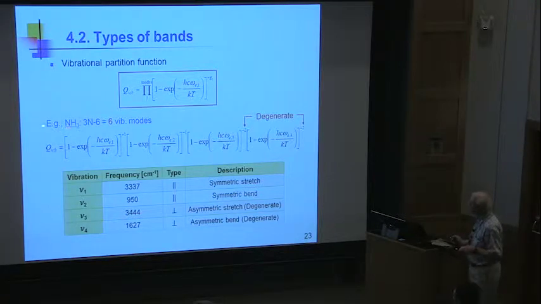So here's the example for ammonia. Ammonia has 6 vibrational modes. So the overall partition function would be 1 minus e to the minus h nu over kT, to the minus 1, minus 1. Now we have to go to 2 because of the degeneracy, 2. So overall it is 1, 2, 2, 4, 5, 6.